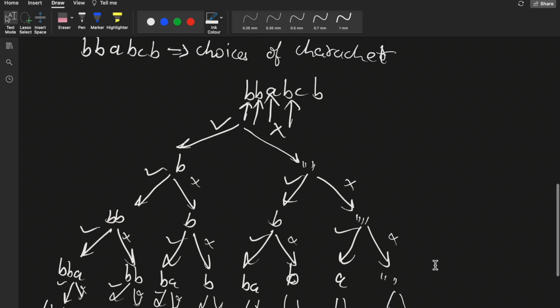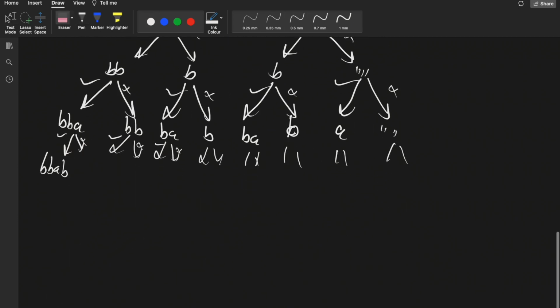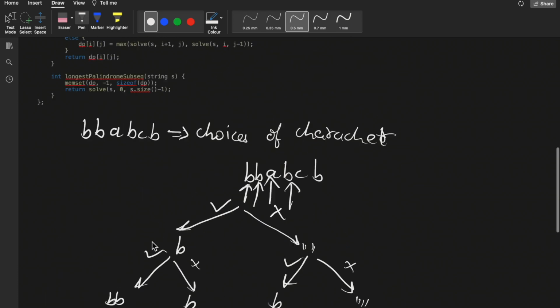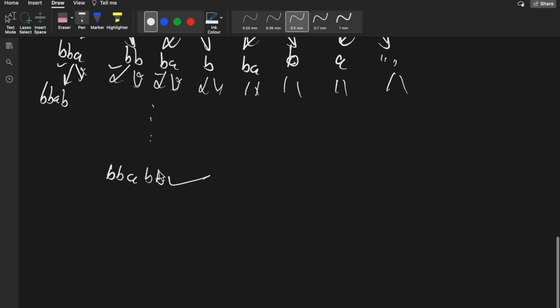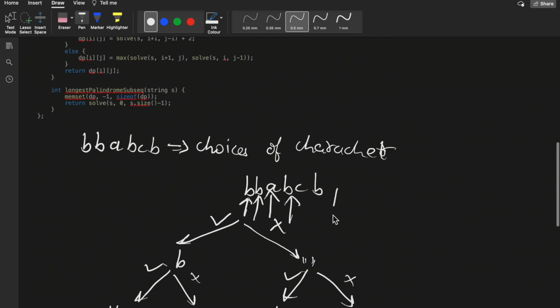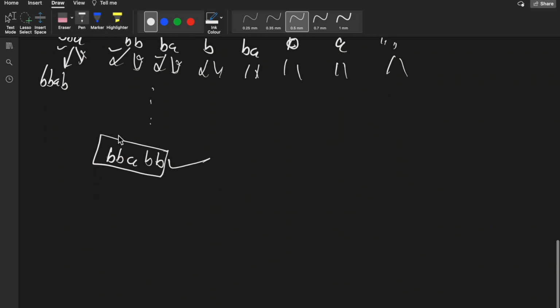Okay, got this? So after moving down and forming this recursion tree, at some point you will get some answers, like you will also get this answer, BBA, BB, and this is a valid answer. After coming towards the end, when our index has reached here and there is nothing left in the string, at that point we will check if it is palindromic or not. And if it is palindromic, then we will return its length.